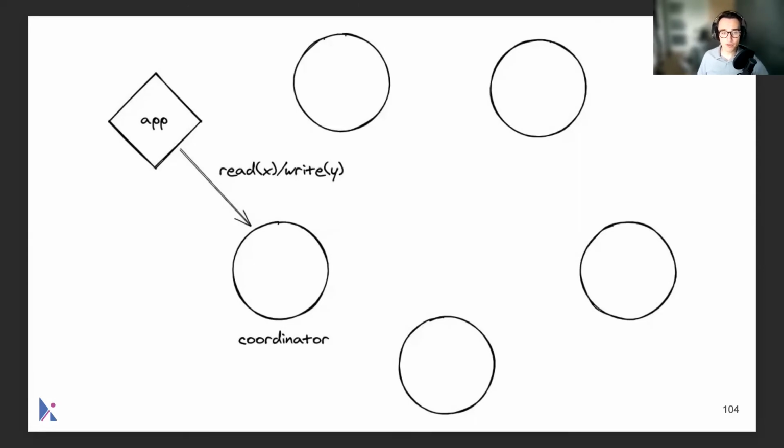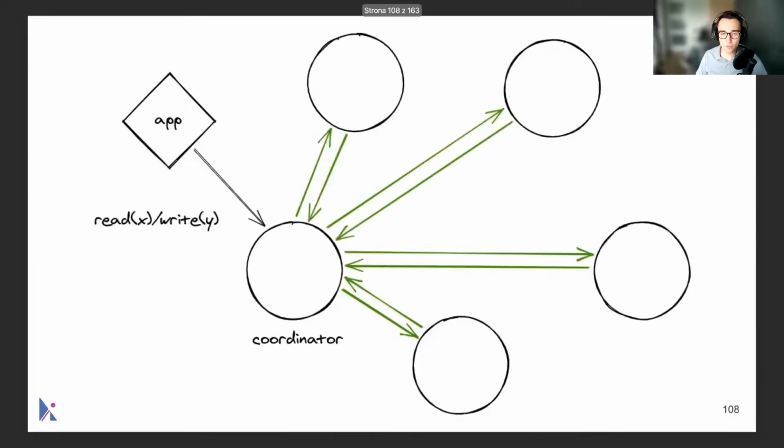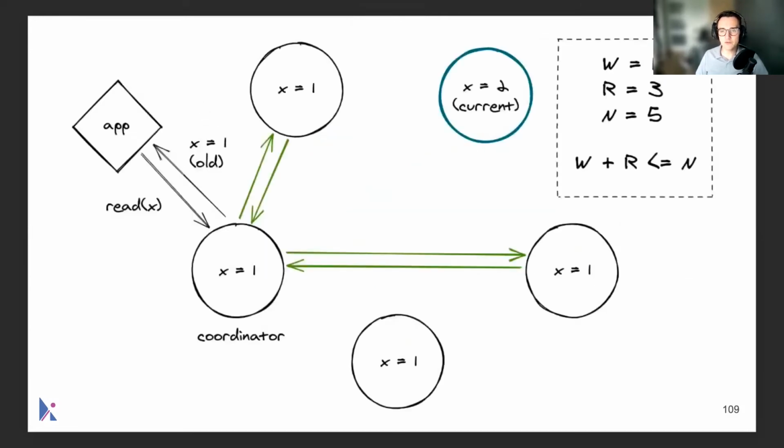So when we are performing read or write operation, we can say we would like to use only one node, two nodes, three nodes, majority of nodes, quorum of nodes, or all the nodes. And what's the point of doing so? Well, depending on the configuration, we will get a bit different consistency guarantees.